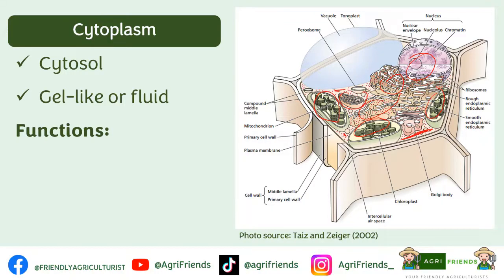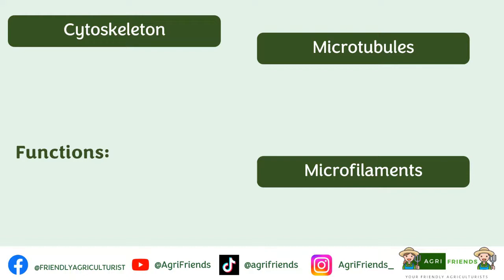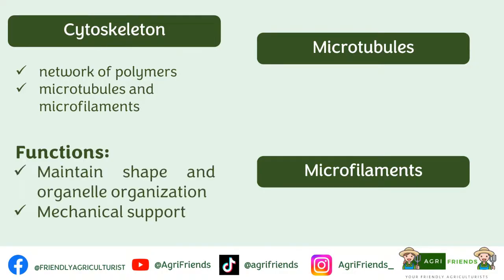So the function of the cytoplasm is for distribution of substances absorbed from the outside and distribution of substances released by the nucleus and other organelles through cytoplasmic streaming or cyclosis. The cytoskeleton is a network of polymers in the cytoplasm consisting of the microtubules and microfilaments. So this structure helps maintain the shape and internal organization of the cells, and it also provides mechanical support that enables cells to carry out essential functions like division and movement.